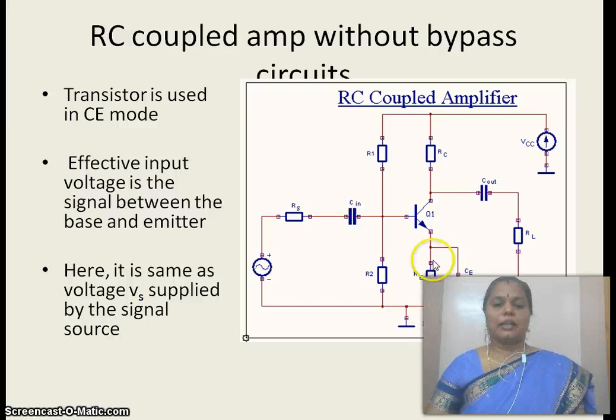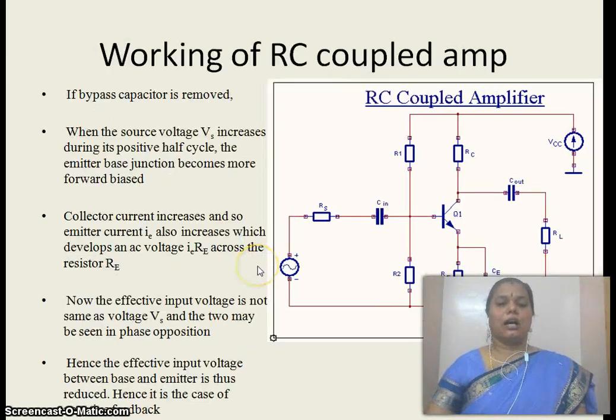Here the transistor is connected in the common emitter mode, and the effective input signal is given between the base of the transistor and the emitter of the transistor. And Vs is the voltage source which gives the input voltage to the transistor. What happens if this bypass capacitor is removed? When this is removed and Vs increases, the emitter base junction becomes more forward biased, the collector current increases, the emitter current also increases, which develops a voltage called IE times RE.